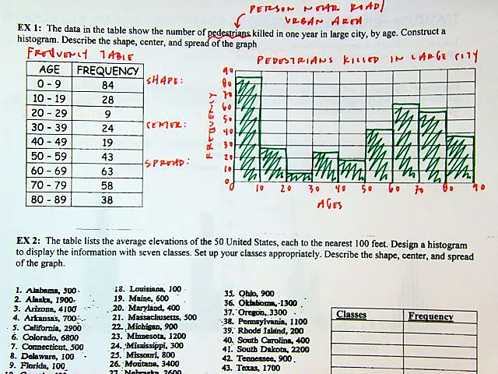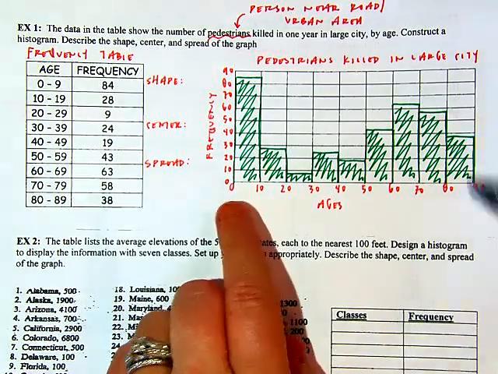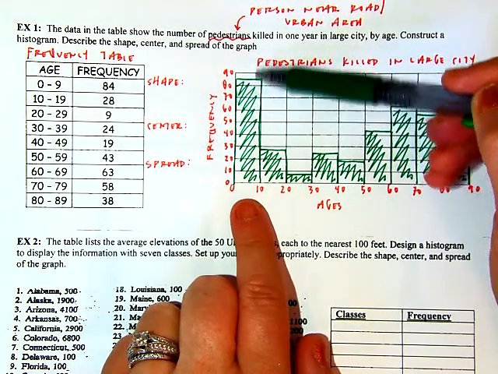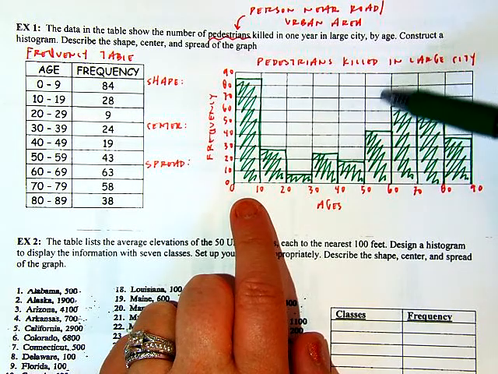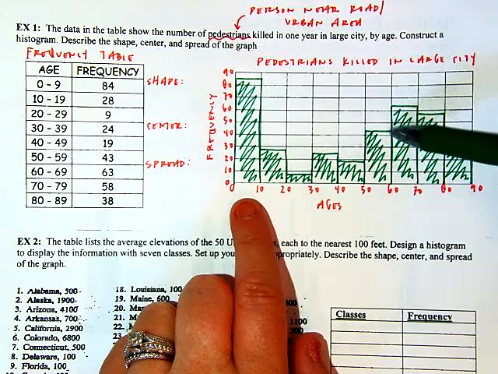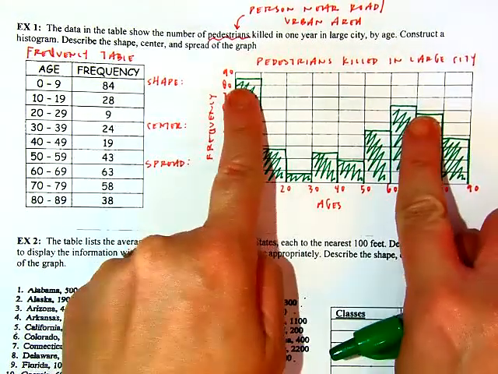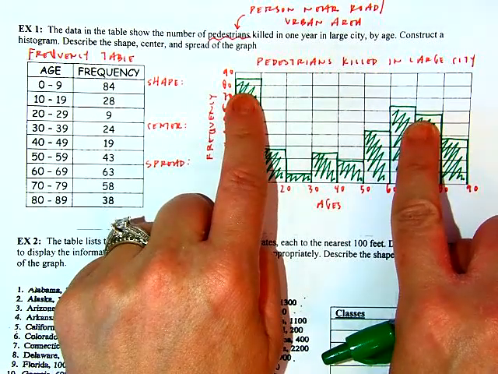So for shape, what I'm seeing is two clusters of data. I'm seeing a cluster over here at this young age, and I'm seeing a cluster over here in the 60s and 70s, right in here. So two concentrations of data. So I would call that bimodal.